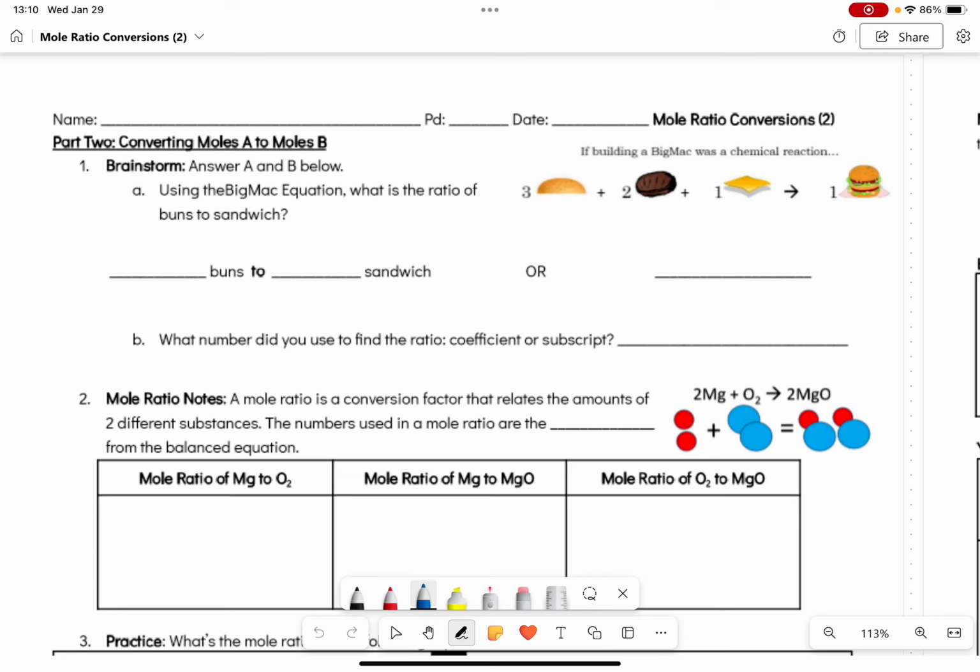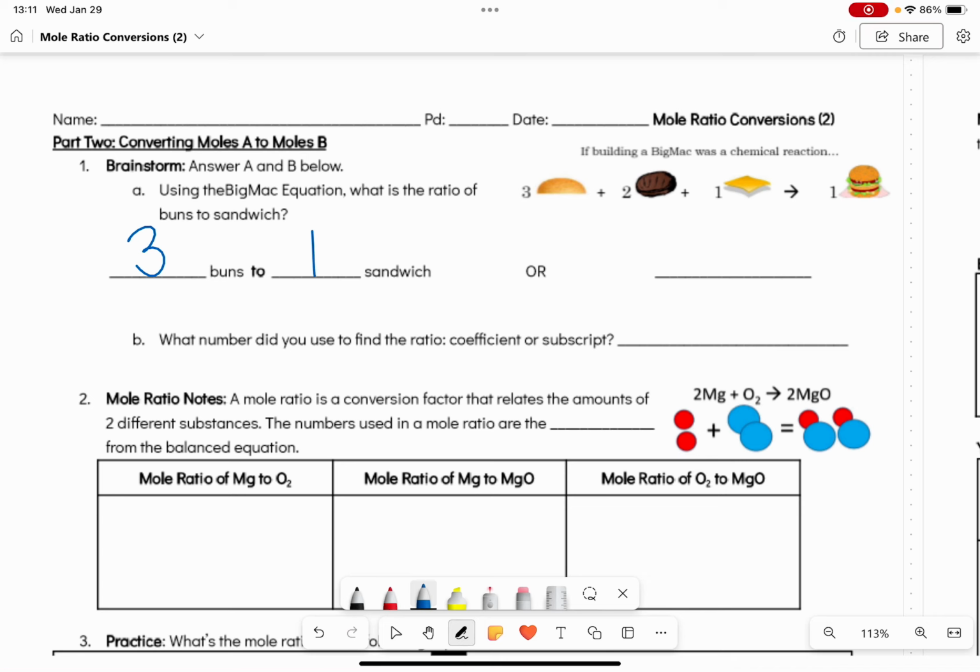So I want you to think about this Big Mac equation. We have 3 buns, 2 burgers, and 1 cheese, and it makes 1 Big Mac. I want you to go ahead and write the number of buns to the number of sandwiches that it takes to make a Big Mac on your paper right now. So it takes 3 buns to every 1 sandwich.